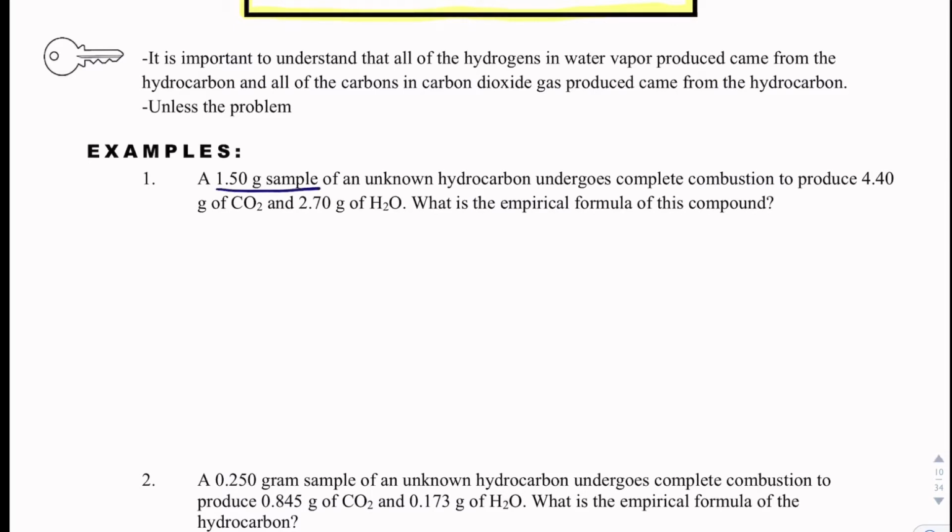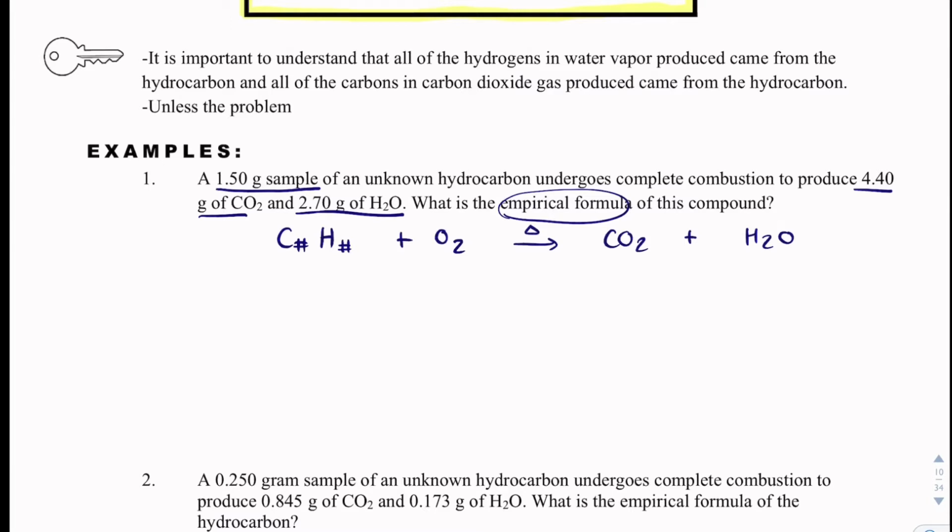We have a 1.5 gram sample of unknown hydrocarbon, and it undergoes complete combustion to produce 4.4 grams of CO2 and 2.7 grams of water. And we want to know what is the empirical formula of this compound. So I'm going to first organize my thoughts, and we have C some number, H some number, plus O2, and it'll react in a combustion reaction to produce CO2 gas and water gas.